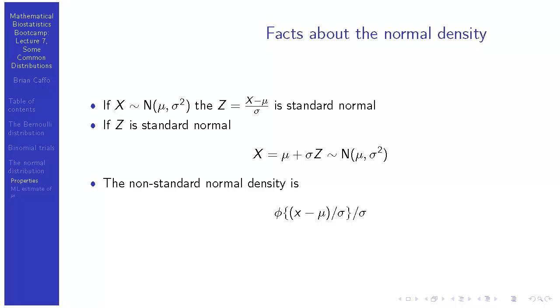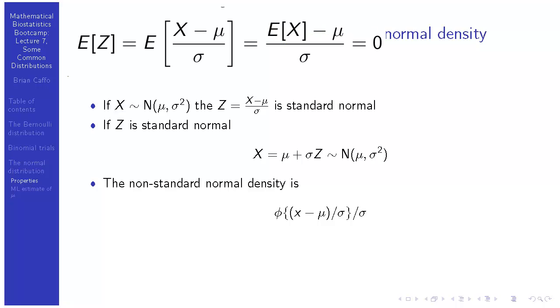Now, given the information from this class, you could check immediately that Z has the right mean and variance. If you take the expected value of Z, you get the expected value of X minus mu divided by sigma. You can pull the sigma out, and then you have the expected value of X minus mu, which is just 0, because that's the expected value of X minus the expected value of mu. Mu is not random, so that's just mu. And mu is defined as the expected value of X, so that's just 0.